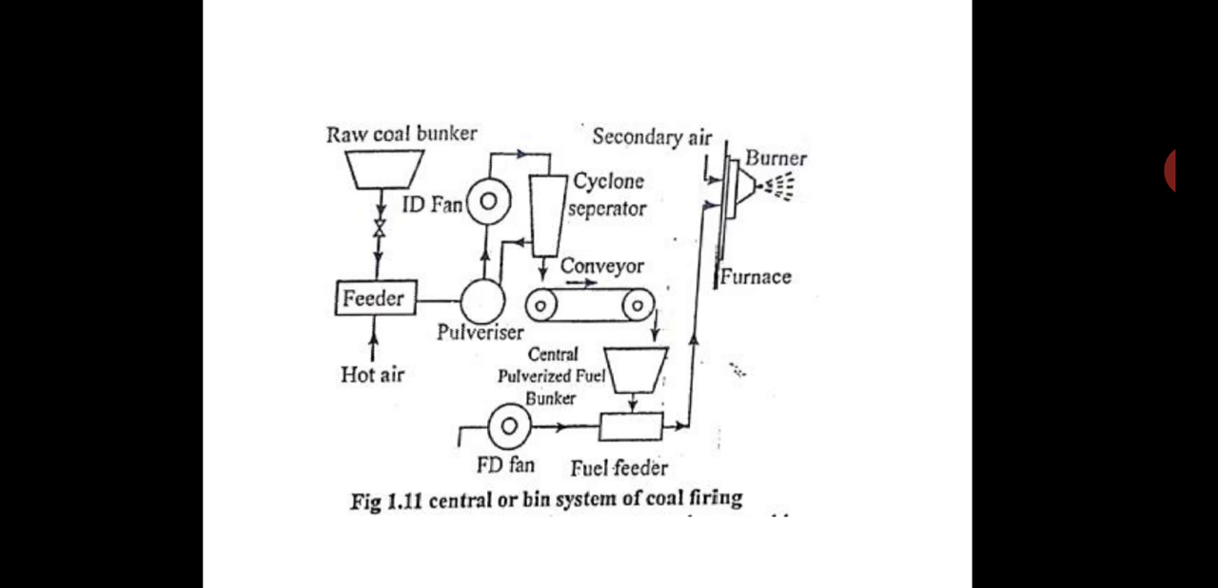The disadvantage is that the central system is expensive and occupies more space. It requires complicated coal handling systems. Power consumption in the auxiliaries is high. Chance of fire hazard is more since the pulverized fuel is stored. Here, for all the burners, huge bunkers or bins are there, so that is slightly dangerous. It can be a potential fire hazard, and the operation and maintenance cost is high for the central system or the bin system.